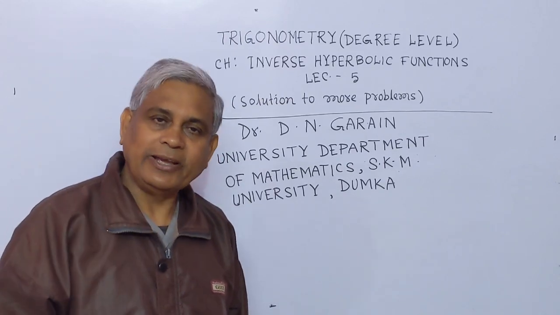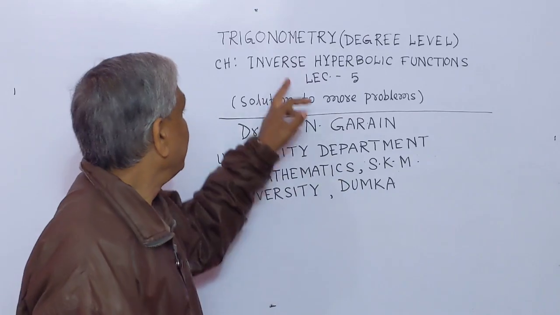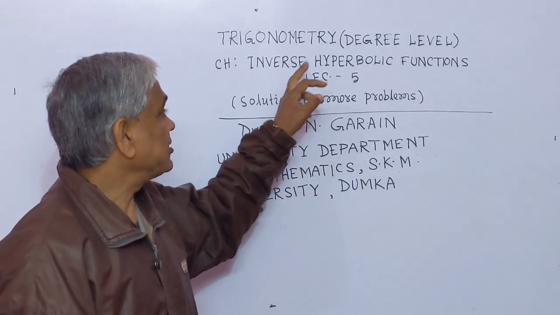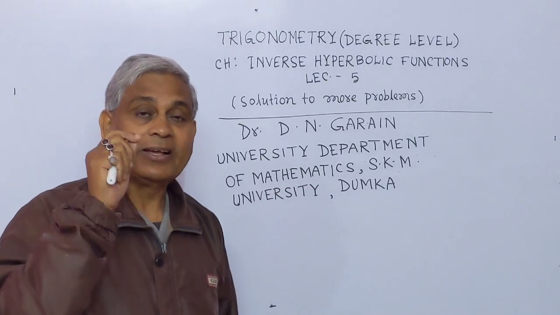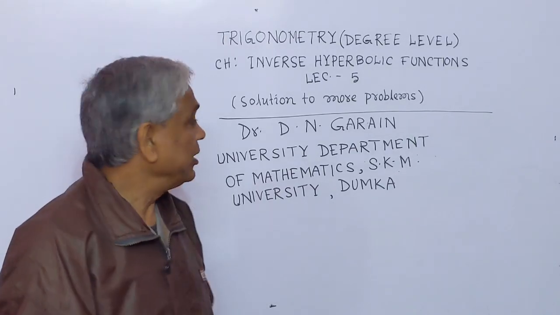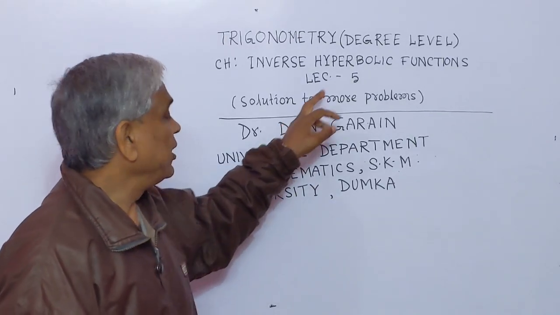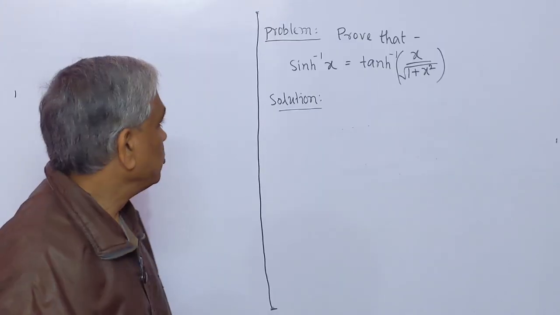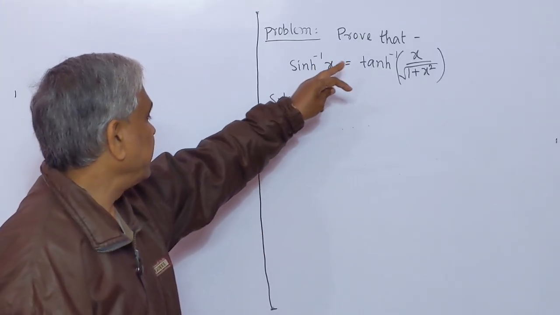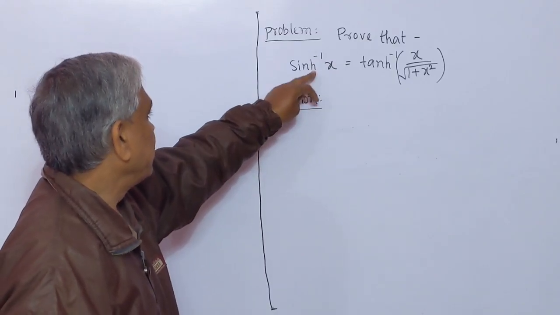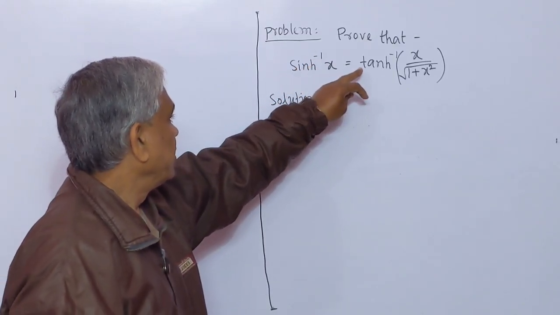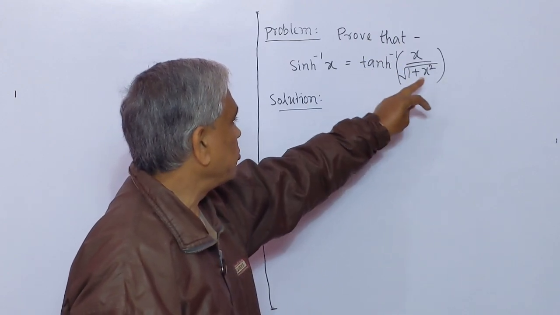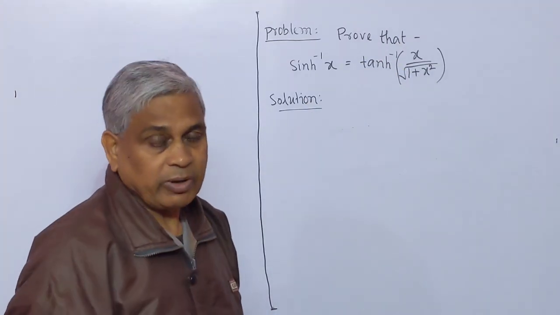Today, I will deliver our lecture on trigonometry degree level chapter inverse hyperbolic functions. Lecture number 5, in which I will solve some more problems of this chapter. Now, we solve a problem. Prove that sinh inverse x equals tanh inverse of x by square root of 1 plus x square.